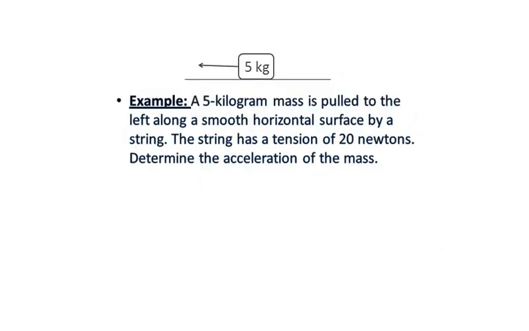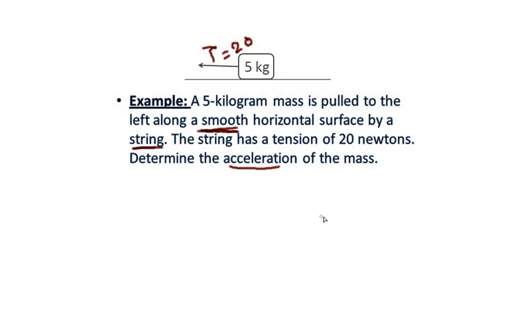A 5 kilograms mass is pulled to the left along a smooth horizontal surface. When the surface is smooth, we assume that there is no friction. It is pulled by a string, so there is tension in the string. The string has a tension of 20 newtons. T is 20. Determine the acceleration of the mass. The net force is to the left, so the acceleration will be to the left too. We assume that the direction of motion is the positive direction.